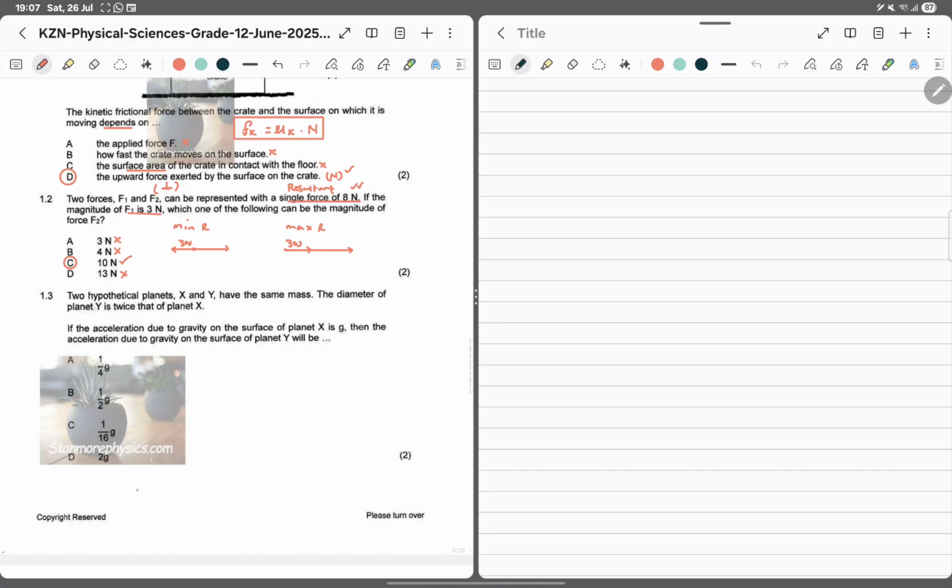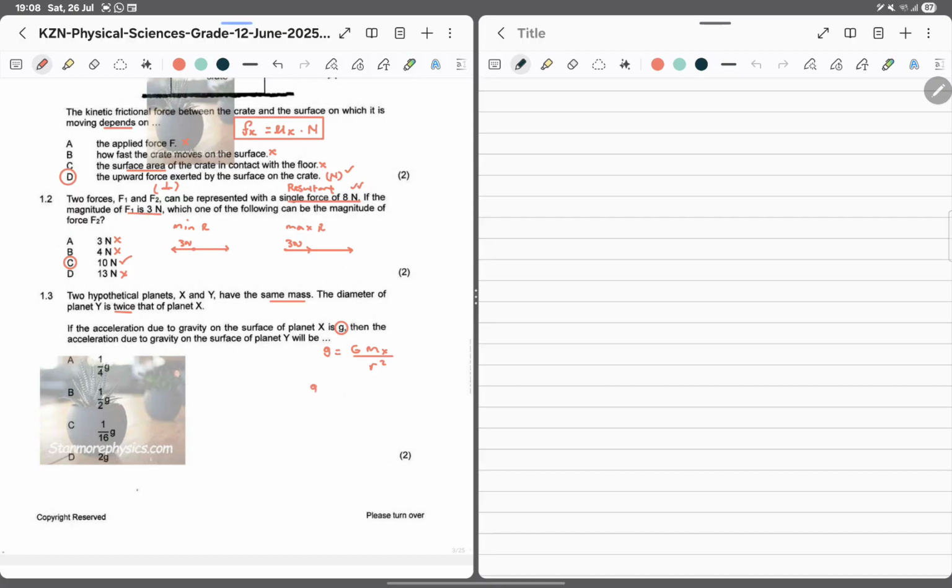Anyway, 1.3 says, two hypothetical planets, X and Y, have the same mass, right? The diameter of planet Y is twice that of planet X. Now we can see already we're talking Newton's law of universal gravitation. If the acceleration due to gravity on the surface of planet X is g, then the acceleration due to gravity on the surface of planet Y will be. So if we're talking about planet X, we know that g is big G times mass of the planet, in this case X, over the radius of that planet squared.